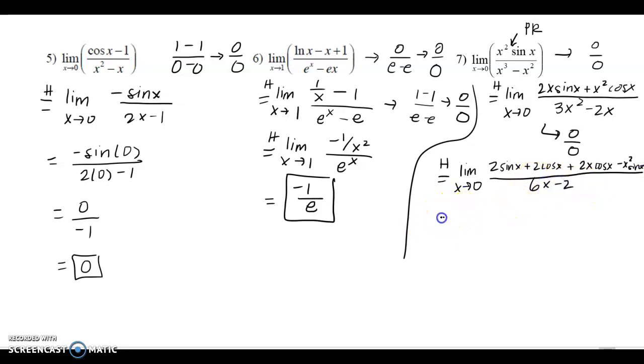If I evaluate this at 0, I've got 2 times sine of 0, that's 0, plus 2 times cosine of 0, which is just 2, plus 2x cosine x, so that's a 0, plus 2x cosine x, another 0, minus x squared sine x, another 0. All over negative 2, so now I just have 0 as my answer. Good job.